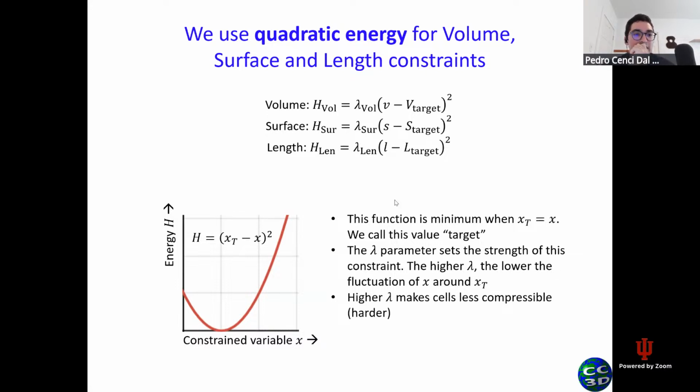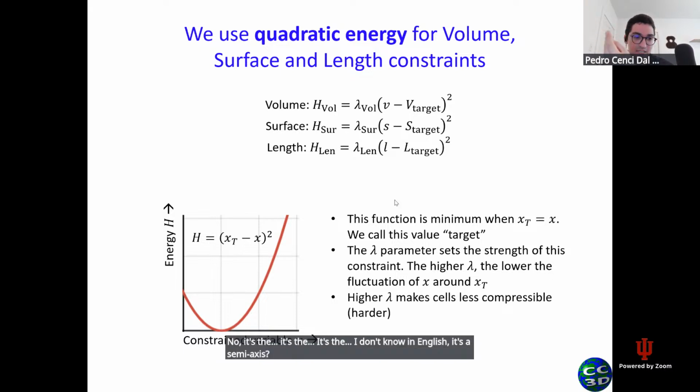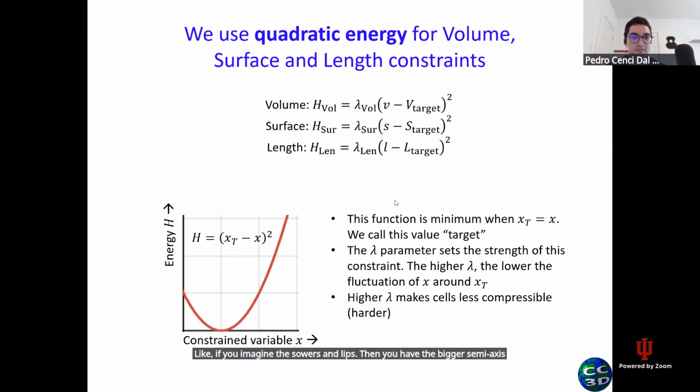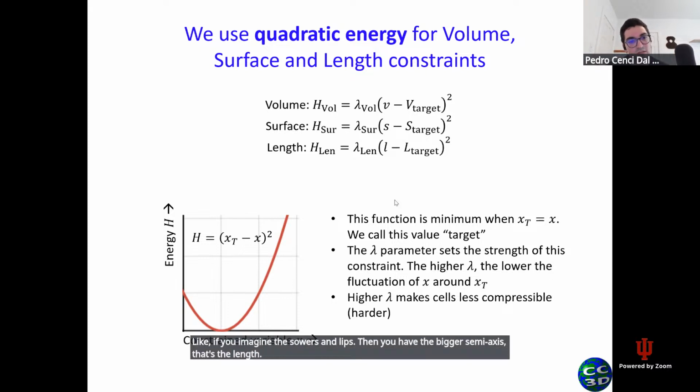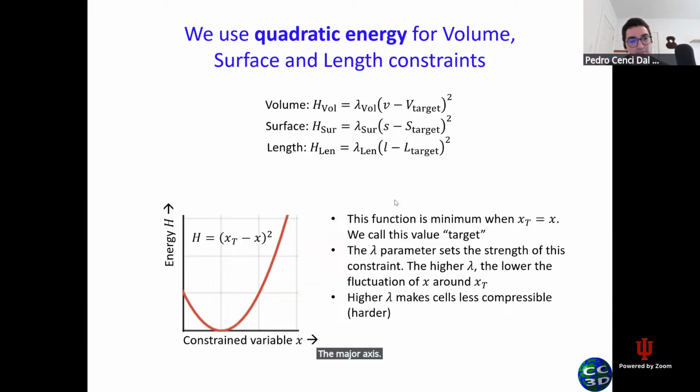Is length the diameter? No, it's, I don't know in English, it's a semi-axis. Like if you imagine the cell as an ellipse, then you have the bigger semi-axis, that's the length. The major axis, yes. If they fluctuate less, will they be able to reach the target volume? Yeah. They fluctuate less around the target.